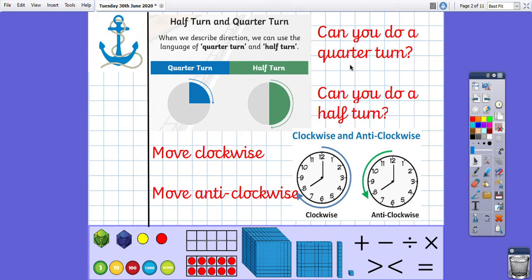Can you stand up and do a quarter turn and a half turn? Stand up and see if you can do those. And then see if you can turn clockwise and anti-clockwise. So clockwise is the direction that a clock moves. It would go 12, 1, 2, 3, 4, 5, 6 and so on, all the way around that way. And anti-clockwise would be running around the clock backwards. So 12, 11, 10, 9, 8, 7 and so on. It's really important that we remember those when we are describing turns.